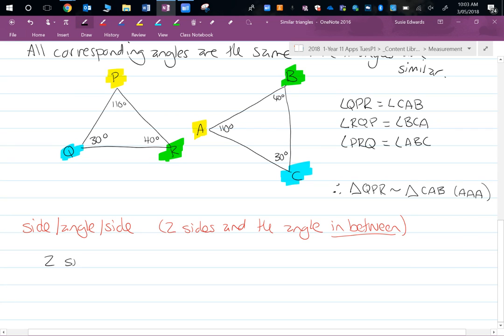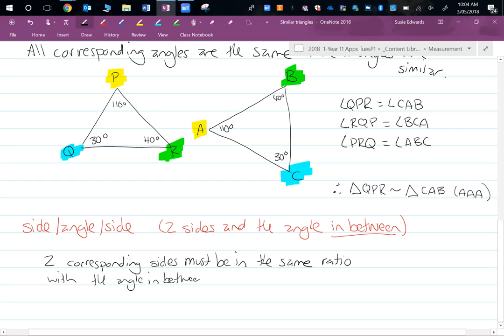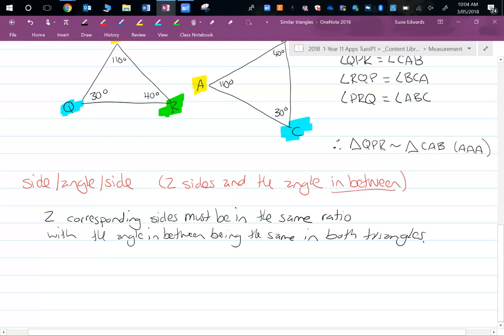So two corresponding sides must be in the same ratio, with the angle in between being the same in both triangles. So if that happens, we know that the triangles are similar.